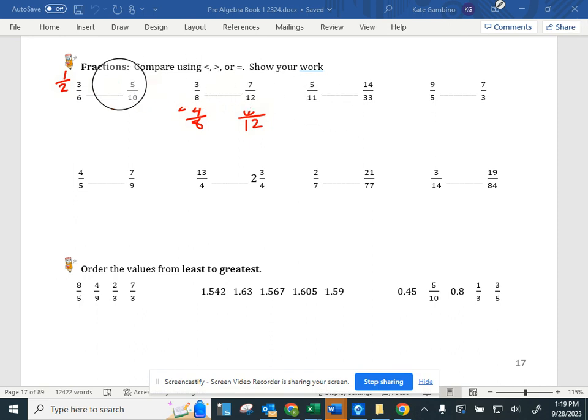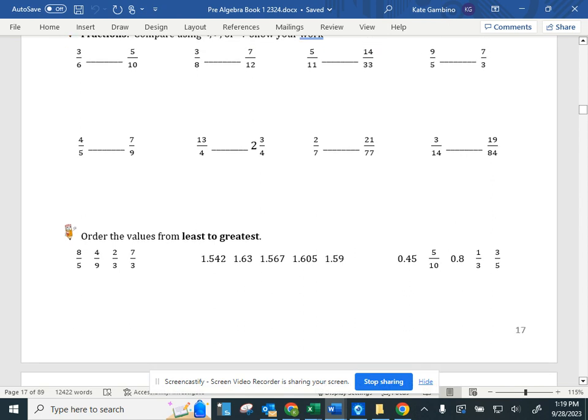On the bottom, if you have an improper fraction and a mixed number, so if we look at 13/4 and 2 3/4, you're going to want to make them either both improper or both mixed numbers, so you can compare them.